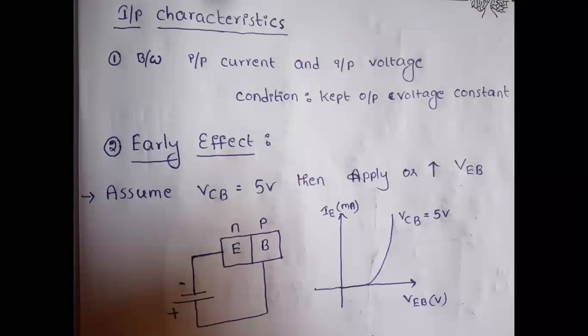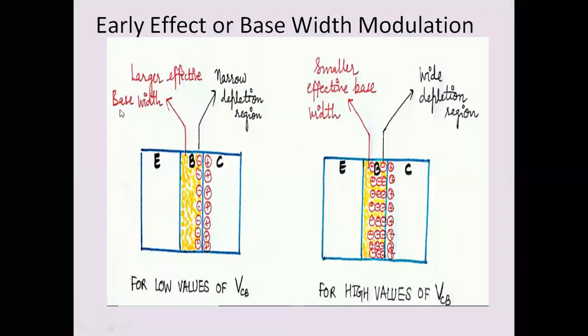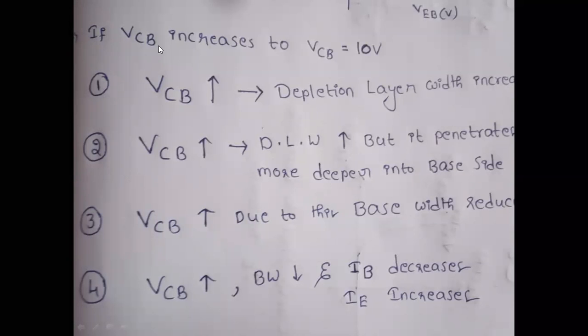That thing we have to discuss, and if you understand the concept of the early effect, it will be clear to you. What is the concept of the early effect? If VCB increases to 10 volts, in the previous case VCB was 5 volts, now it is incremented to 10 volts. If you remember, in a diode when the reverse bias voltage increases, obviously the depletion layer width increases. Now the depletion layer width increases, but it penetrates more deeply into the base side. Why does it penetrate more deeply into the base side? I'll clarify.